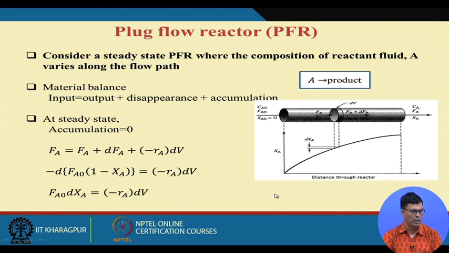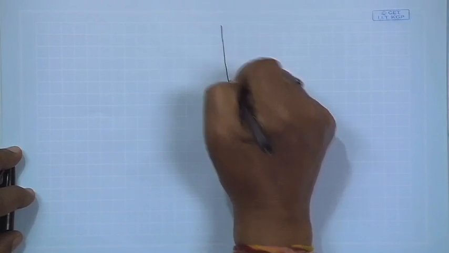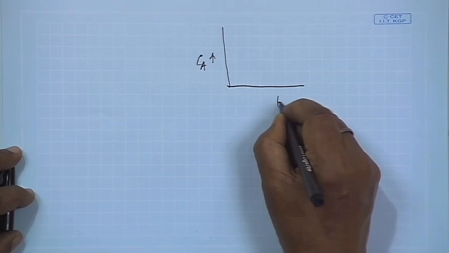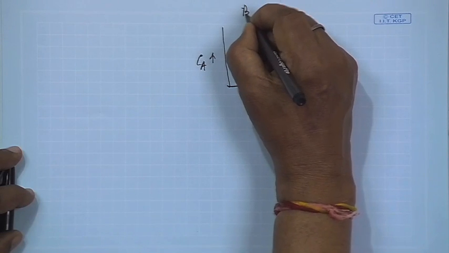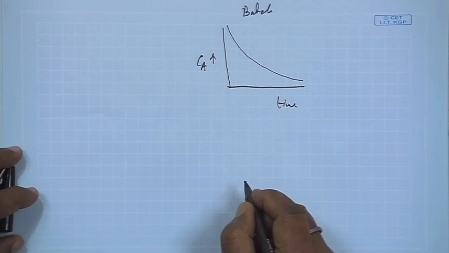we can derive a very simple equation, and ultimately we find the same equation that we have seen in the case of the batch process. Now the question may be asked why we have a similar equation. The main reason is that in the batch process, if you plot CA with respect to time, the substrate concentration keeps on decreasing with time.